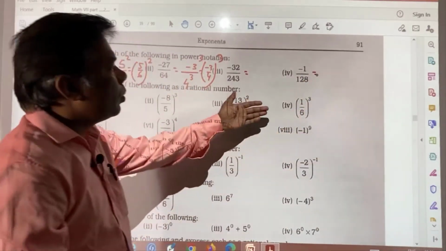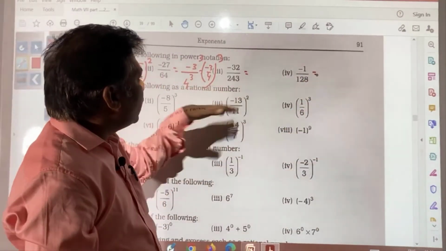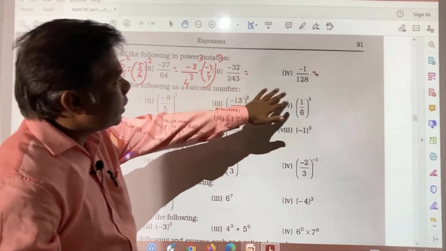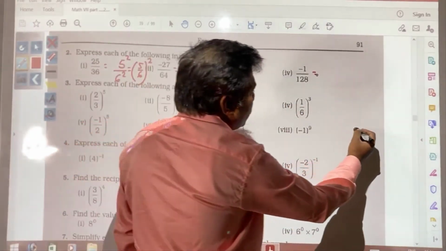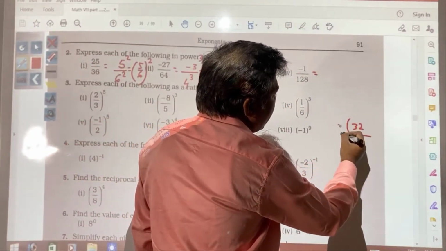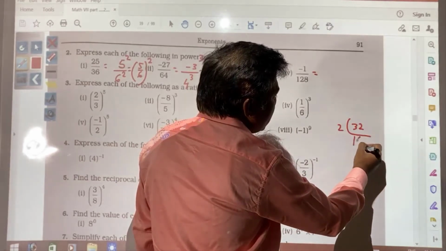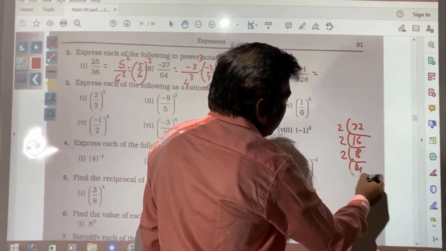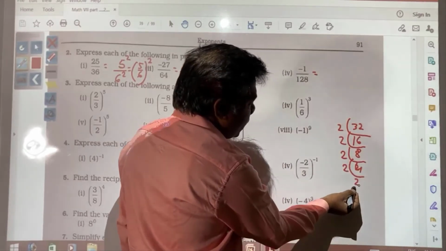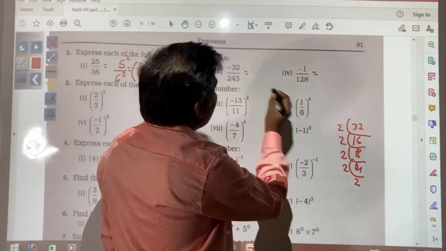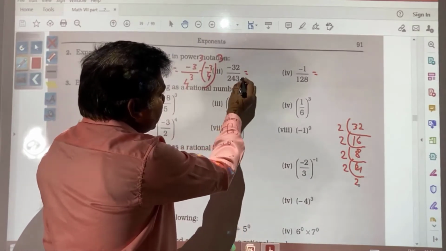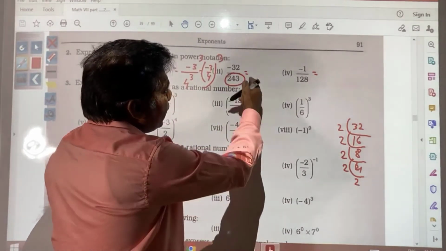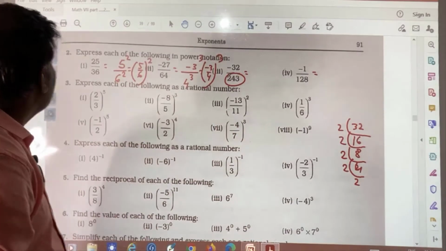Try to do it by yourself. If you don't know, just factorize this. Suppose you have 32, so you need to factorize: 2 and 2, 2 6s are 12, 2 8s are 16, 2 4s are 8 and 2 2s are 4. How many times is it? 1, 2, 3, 4, 5. So in this way, just write it down. You factorize 243 and write it down and try to complete.